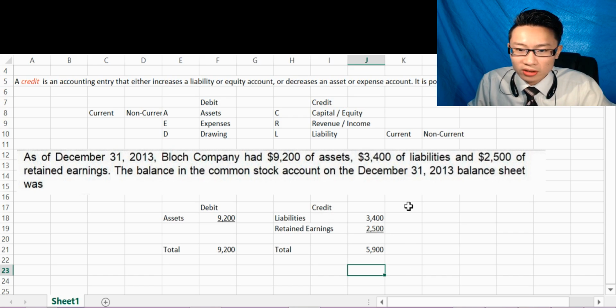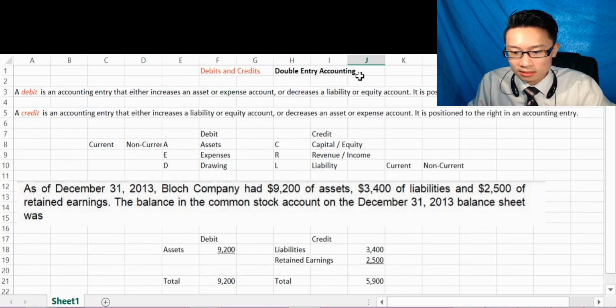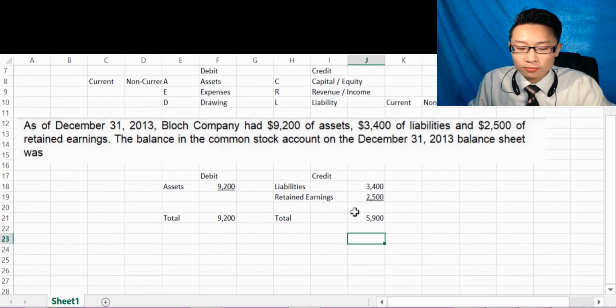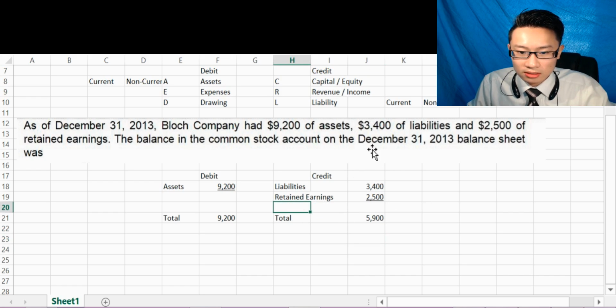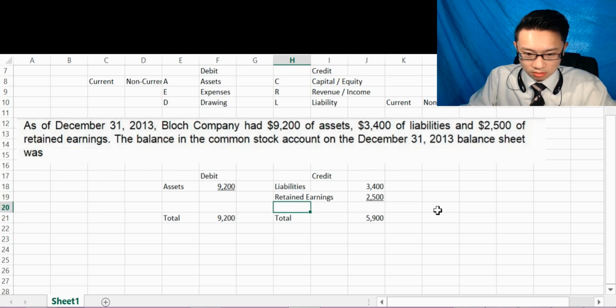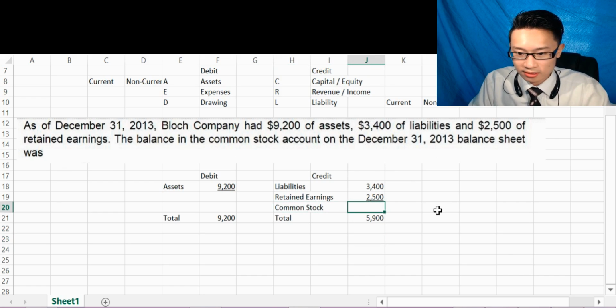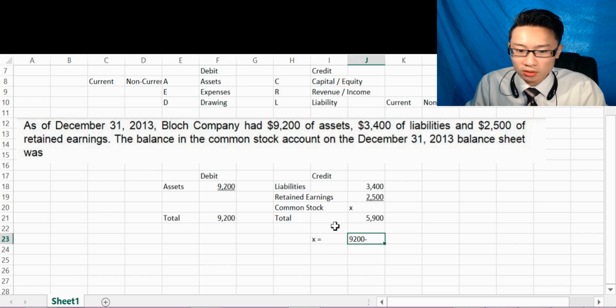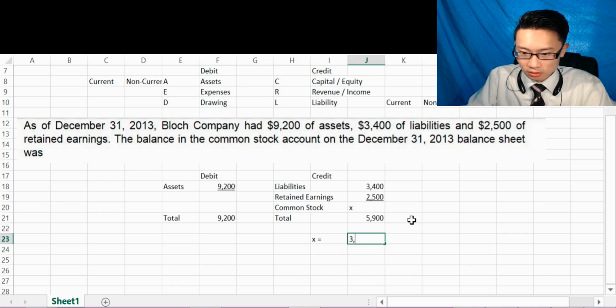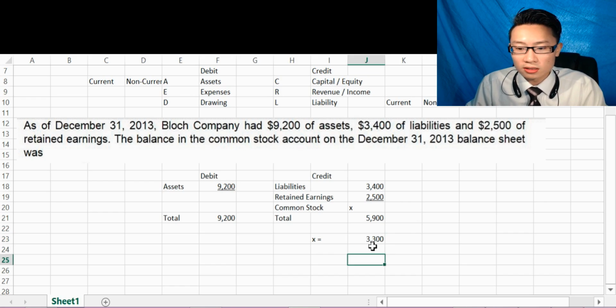Does this fit within the definition of double entry accounting? Like I said before, they have to equal each other. Common stock is in credit because we want to find X. So simply we just have to go 9,200 minus 5,900, which is equal to 3,300. So common stock is therefore 3,300.